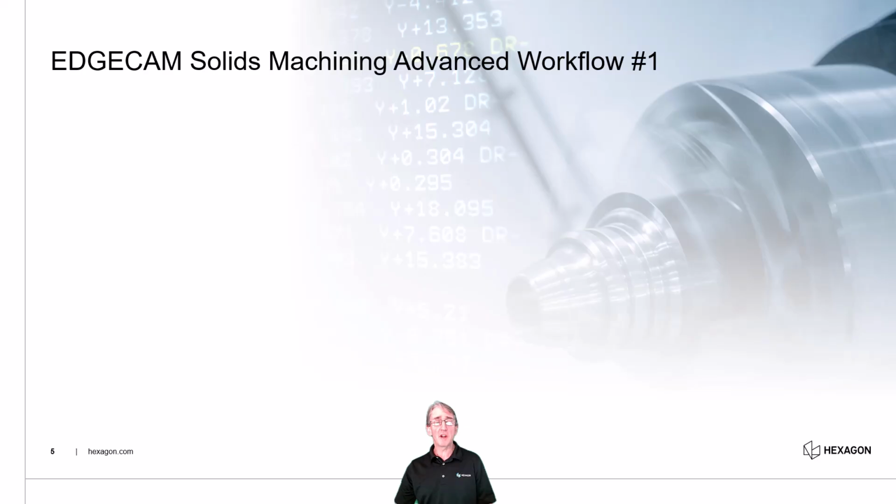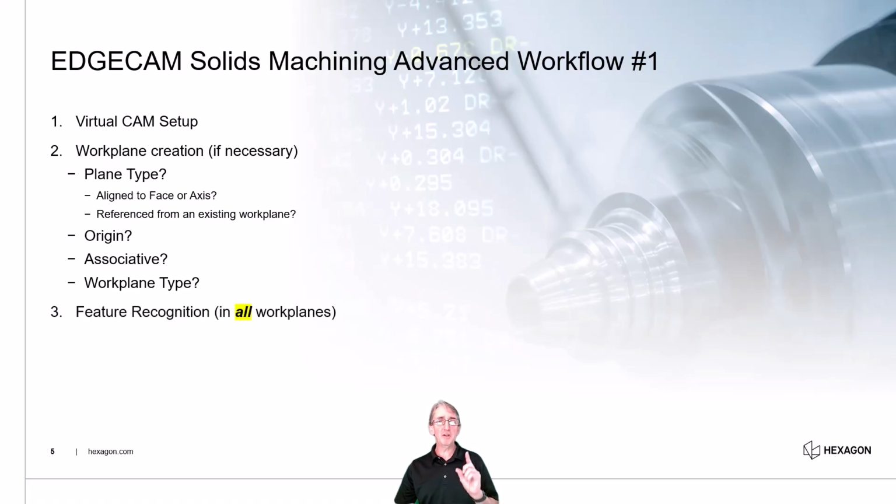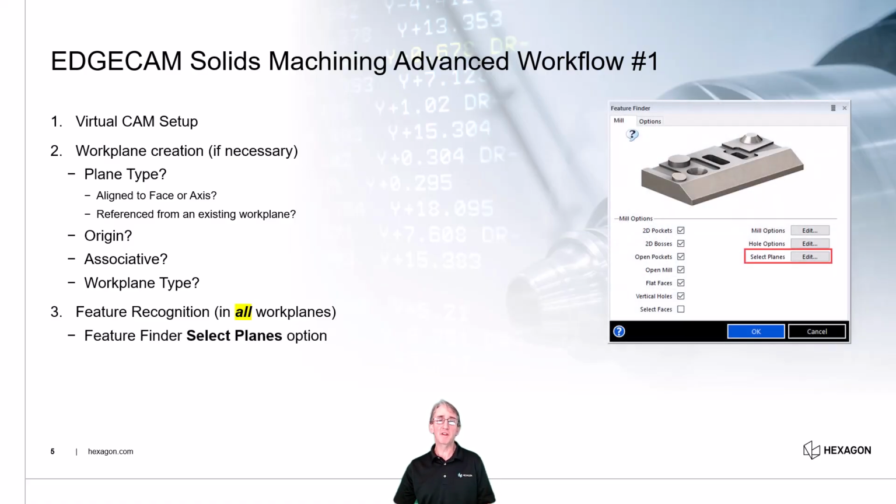So we've seen a couple of advanced workflows. In the first one, we still do the virtual cam setup and still do some work plane creation. I didn't show creating all of the work planes for the first part in the video, but that had been done as pointed out. But once that's done, we then do feature recognition one time in all the work planes by using the Select Planes option that's in the Feature Finder command. That speeds up the process a bit, then off to toolpath creation and NC code, obviously.